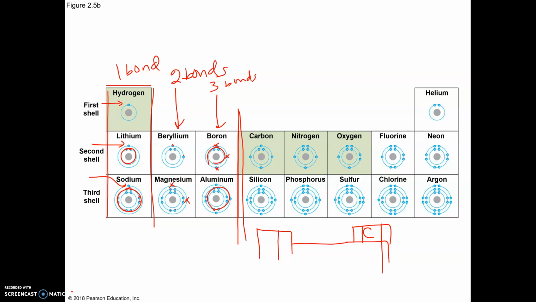So carbon, you can see, has 4 valence electrons. We already talked about this one. It will tend to form 4 bonds because by forming 4 bonds, it will tend to share with other things. It can share and end up with 8 electrons.